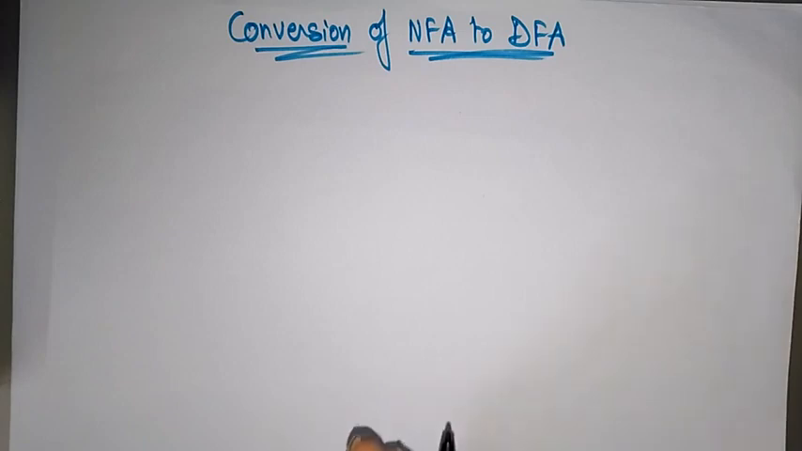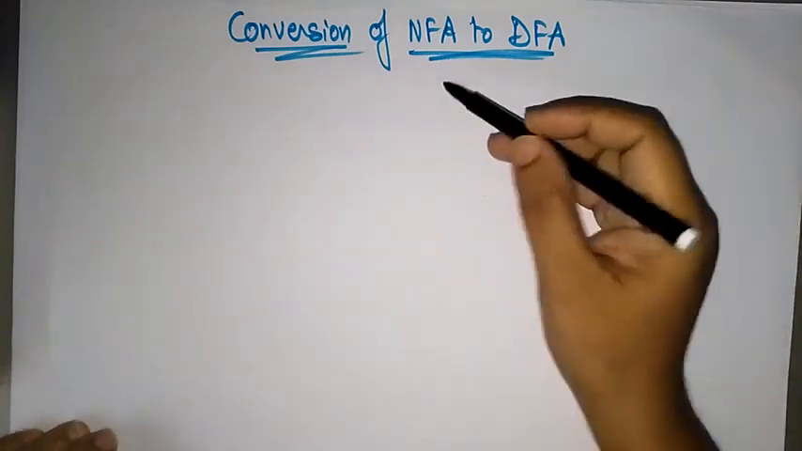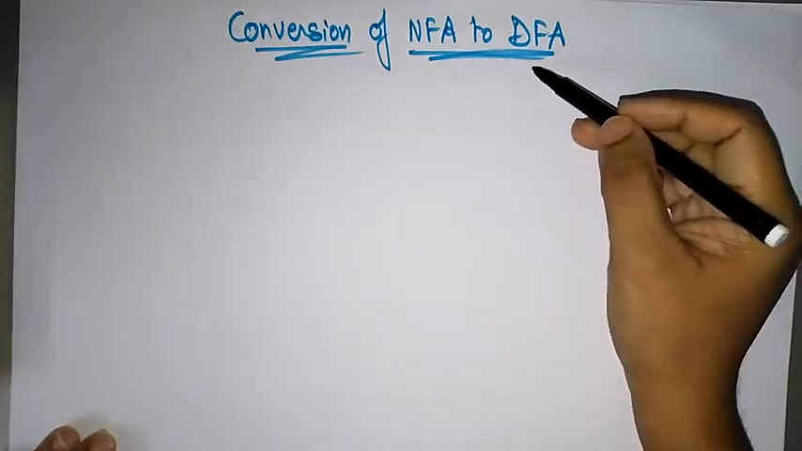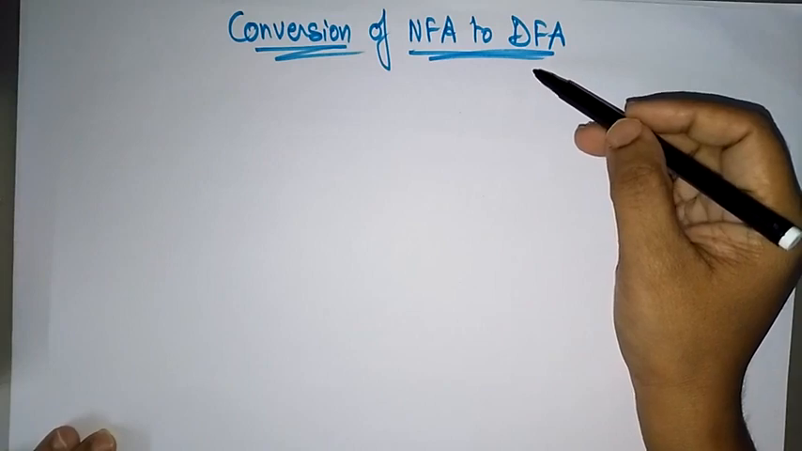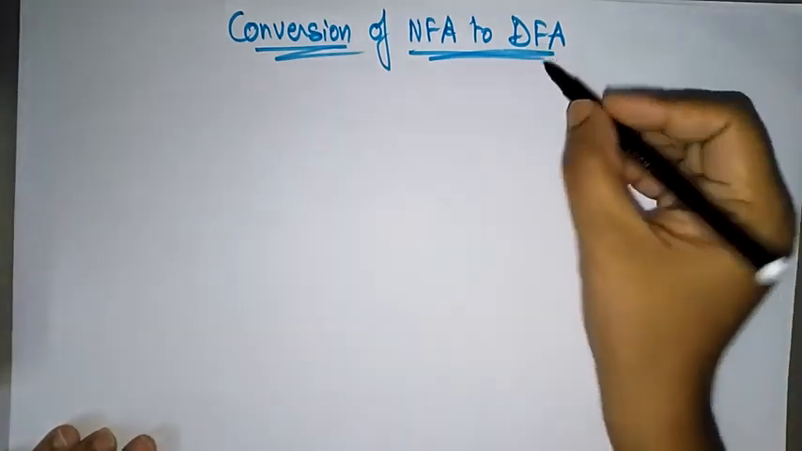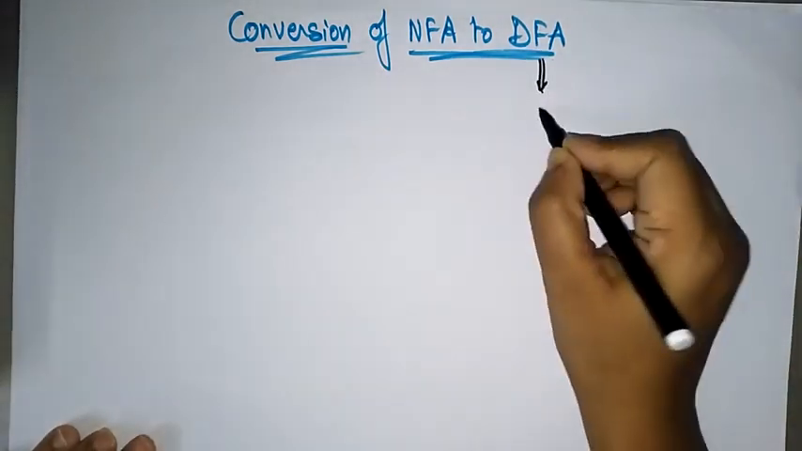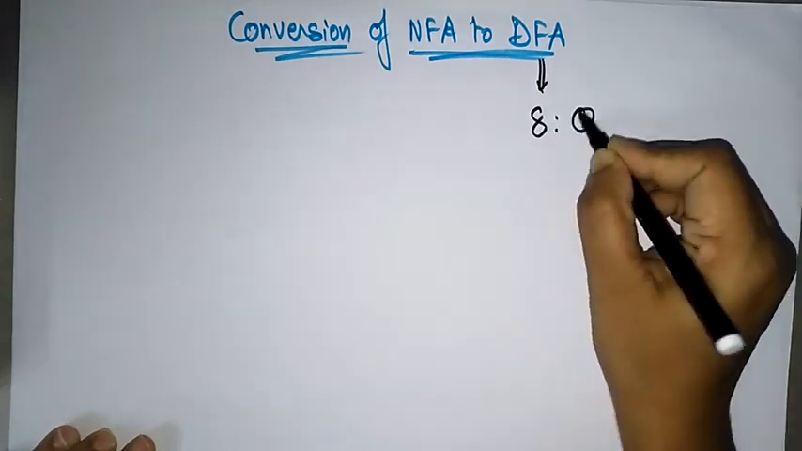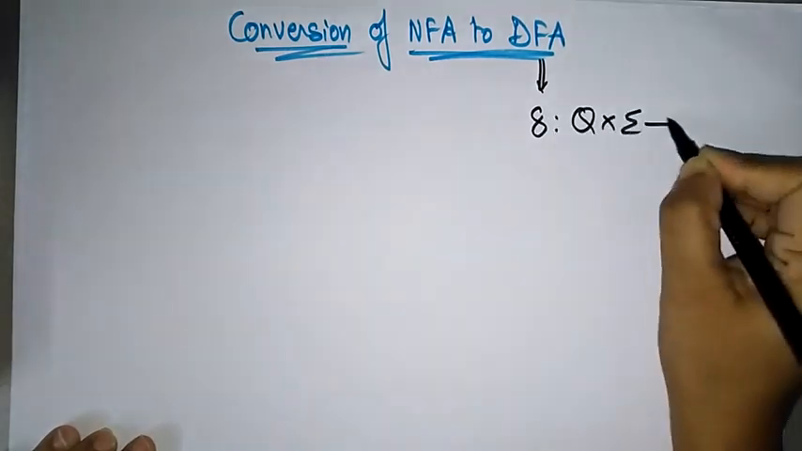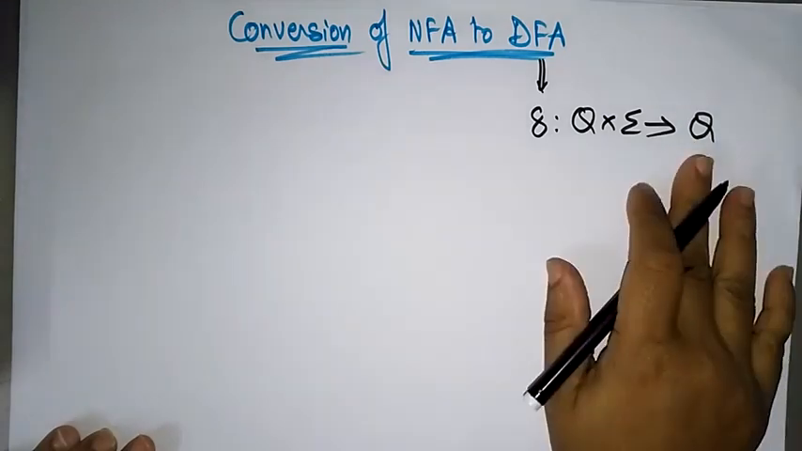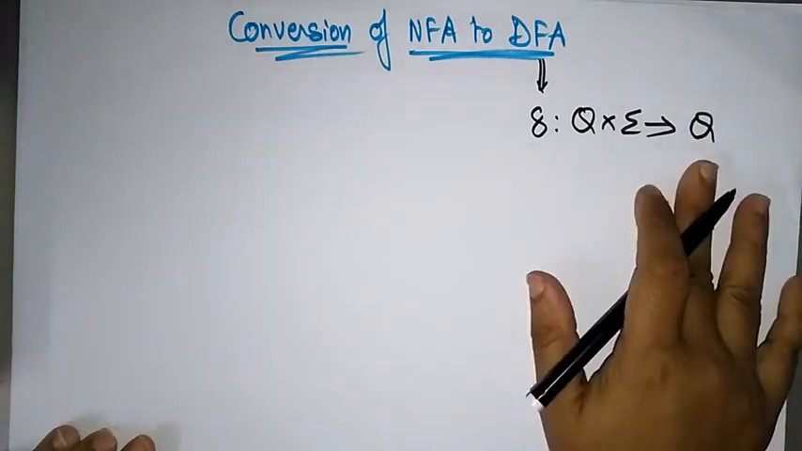You know non-deterministic finite automata and deterministic finite automata. The only difference between these two is that in a deterministic finite automaton, the transition function takes the current state and the input symbol to a new state. It's the next state.